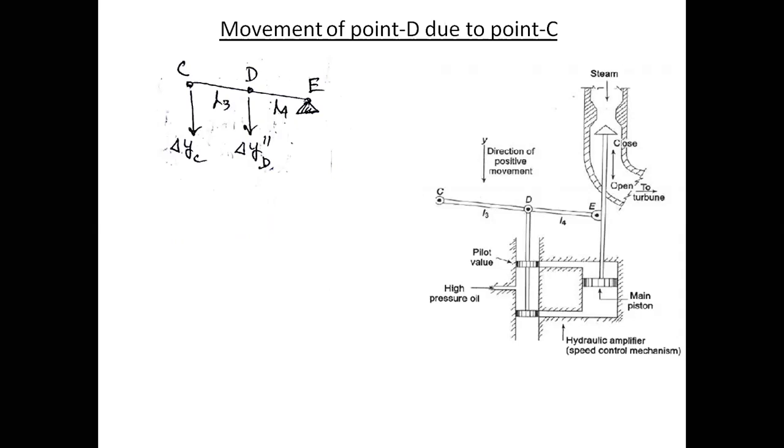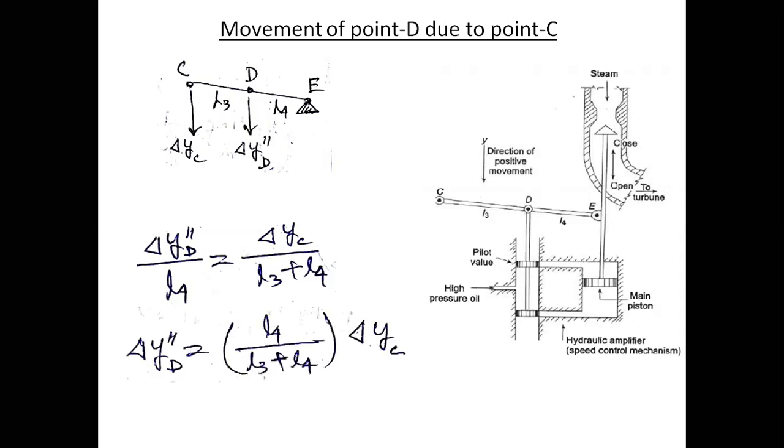Now consider the movement of D due to movement of C only. Now when E point is fixed, when C comes downward, D comes downward. So both are taken positive. So del YD double dash by L4 equals del YC divided by L3 plus L4. This is the equation. This is the second movement, due to movement of C.